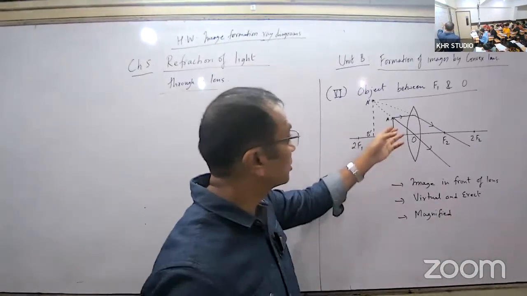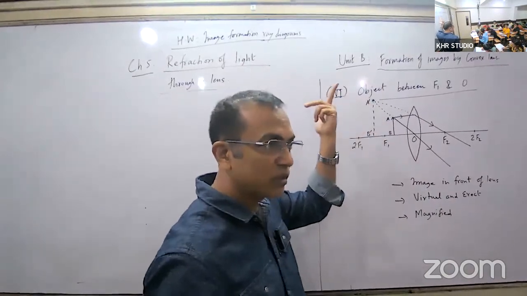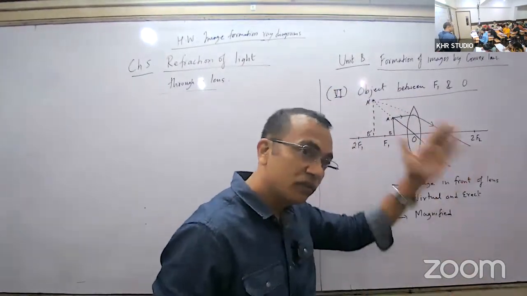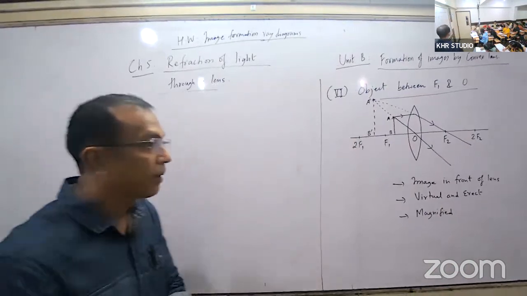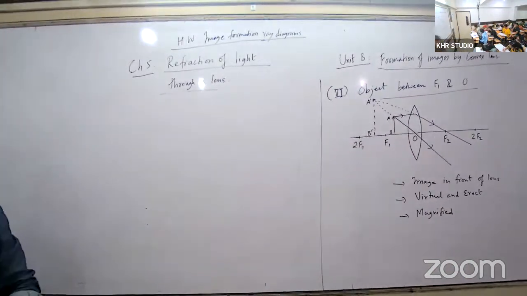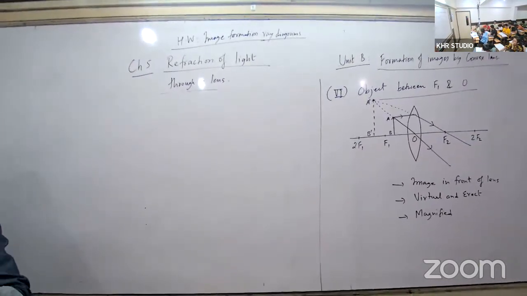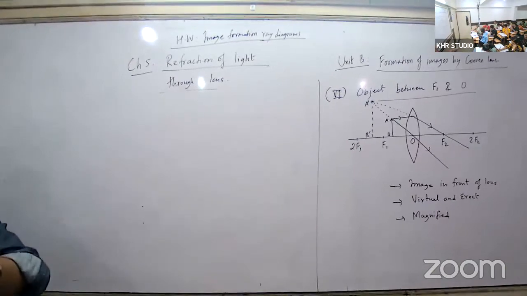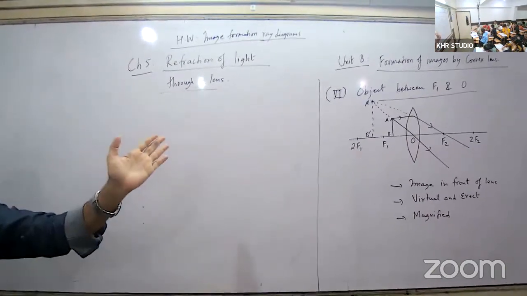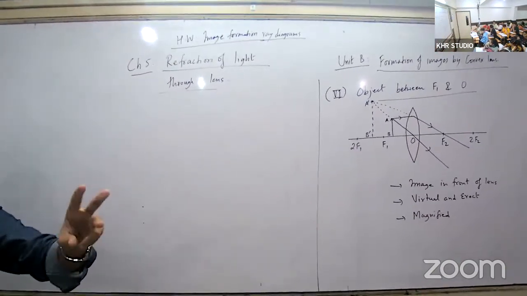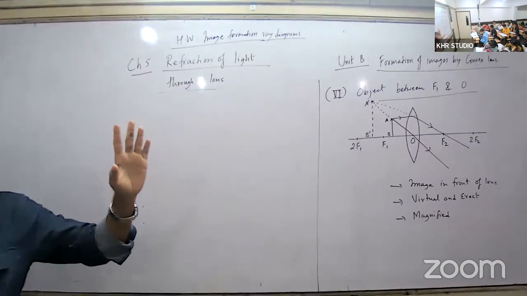Highly diminished, you can see it's only 2-3 times. Highly magnified comes up infinitely. So you can see that in a convex lens, all types of images are formed. Real, virtual, diminished, same size, magnified, all kinds of images are formed. But in concave, only a virtual image will be formed.